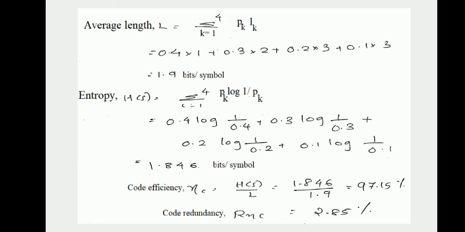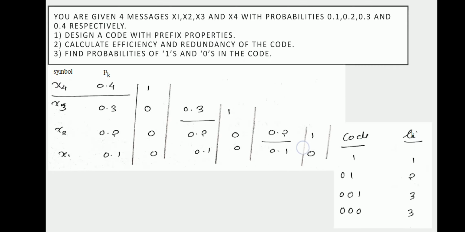Then code efficiency is entropy divided by average length. So you will get it as 97.15%, and code redundancy is equal to 2.85%. So we found the prefix code and the code efficiency and redundancy. And third is to find the probabilities of ones and zeros in the code.